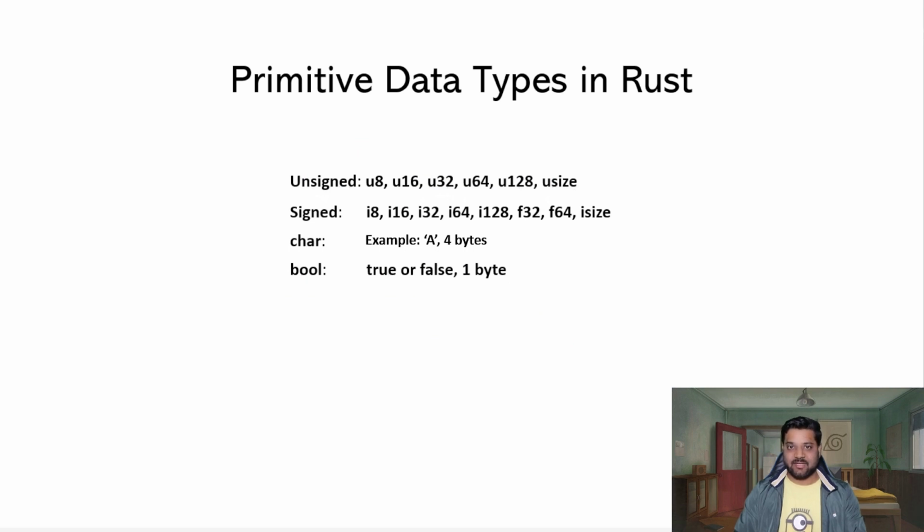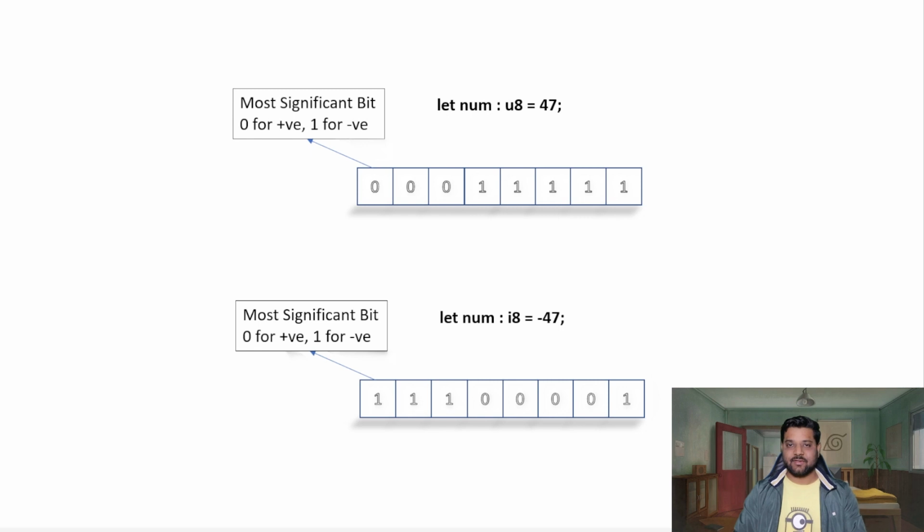Now we can understand the 8 here stands for 1 byte. In 16 we have 2 bytes. In 32 we have 4 bytes. In 64 we have 8 bytes. So we can simply divide by 8 and we can get the number of bytes. So this is how a number is stored in memory.